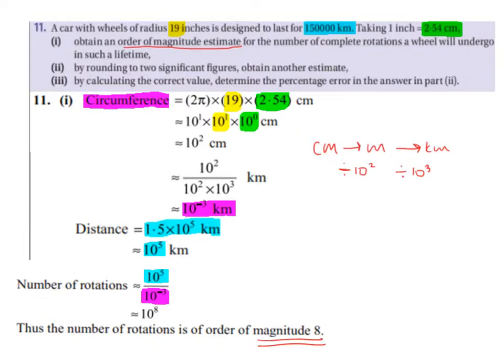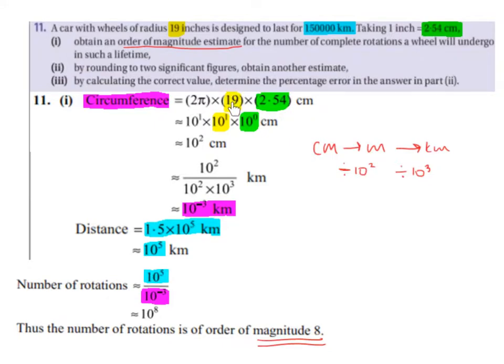So we're going to start by working out what one rotation of the wheel would be. So basically that means the distance around the wheel, or the circumference of the wheel. The formula for circumference of a circle is 2 pi r. So we're going to multiply 2 pi by the radius, which is 19.